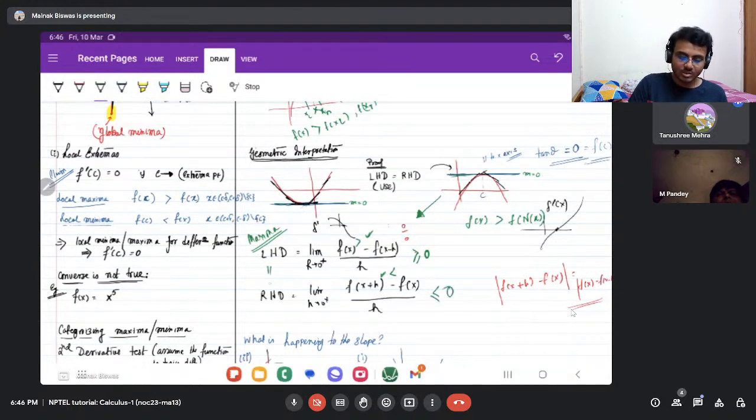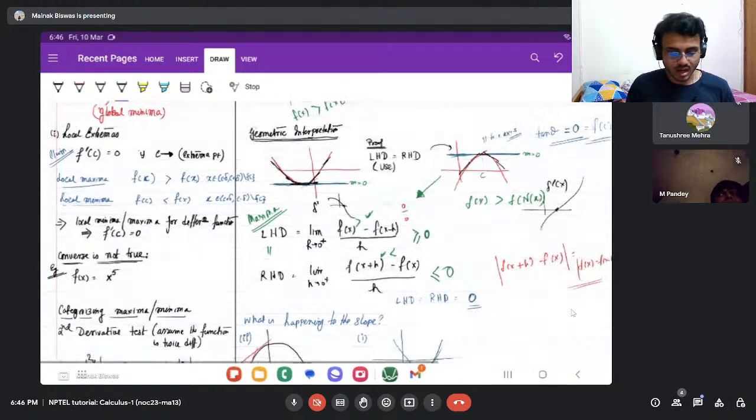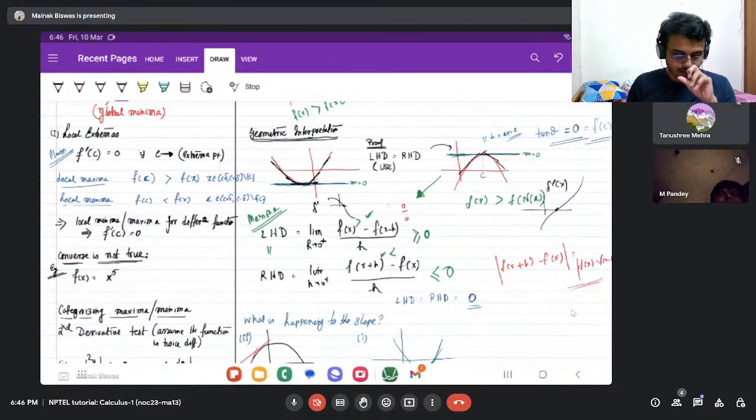So if this has to be equal, what should it be? Equal to 0. Correct. So on either side the derivatives are either positive or negative. So if the derivative must exist, it must be 0. Understood? This is the theoretical proof. I hope now we can go ahead and do some other problems.